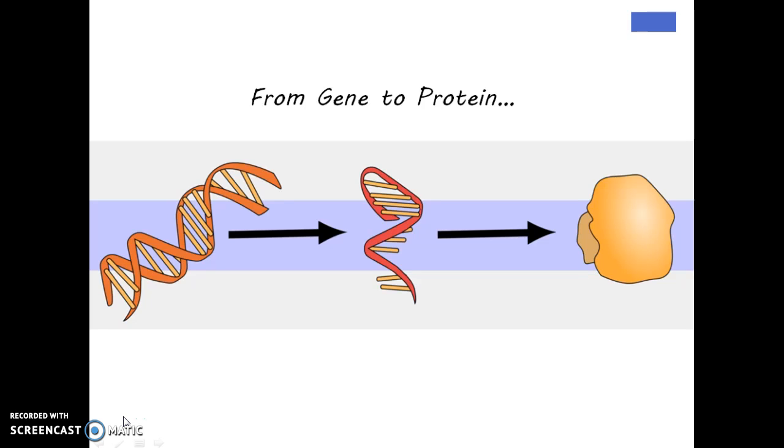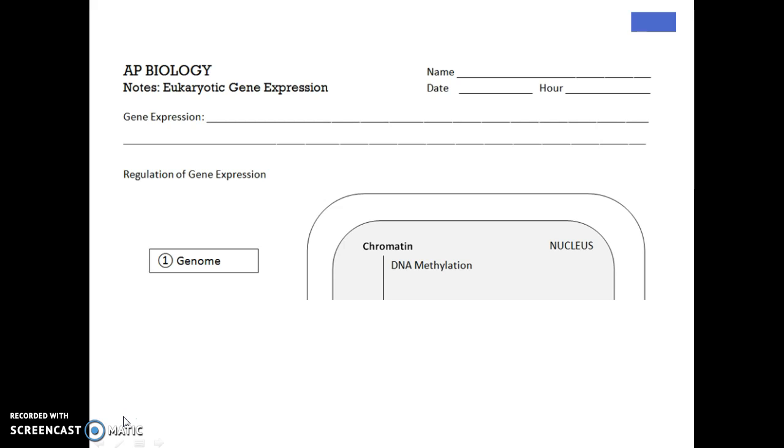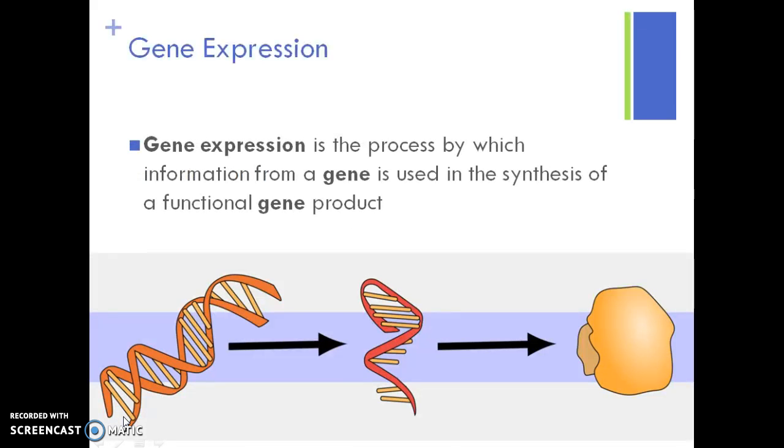What gene expression means is how we get from the information stored in DNA to actually build a functional protein product. If you take a look at your notes sheet, we'll start by filling in the definition for gene expression. Here it is: gene expression is the process by which information from the gene is used to create a functional gene product.